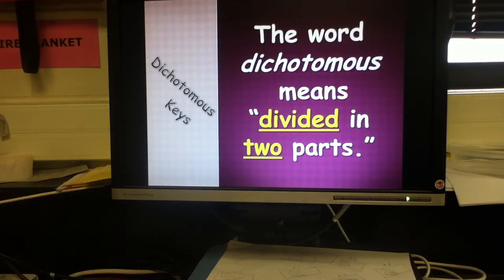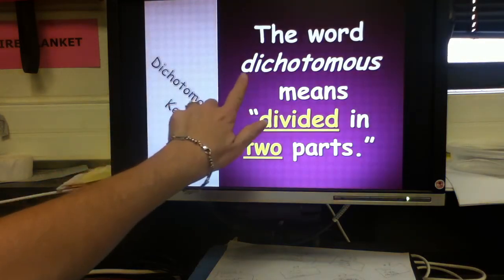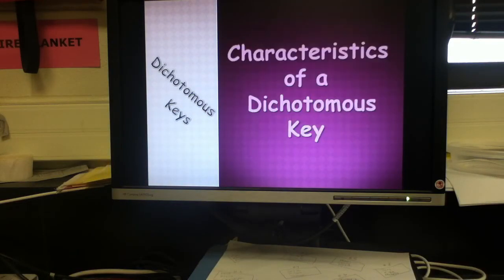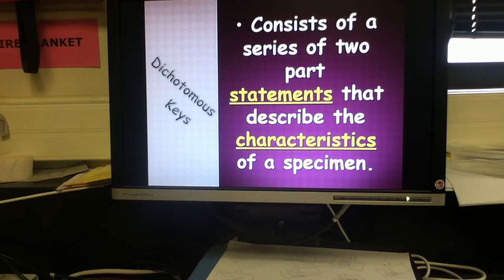The word dichotomous means divided in two parts. Because we know what di means. Di means two. All right? So it means divided into two parts. Okay, characteristics of a dichotomous key include: it consists of a series of two-part statements that describe the characteristics of a specimen.